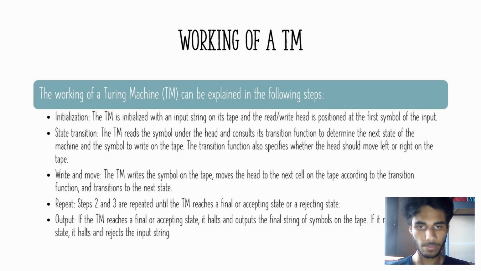Write or move. The Turing machine writes the symbol on the tape, moves the head to the next cell on the tape according to the transition function and transitions to the next state. Repeat. Steps 2 and 3 are repeated until the Turing machine reaches a final or accepting state or a rejection state. Output. If the Turing machine reaches a final or accepting state, it halts and outputs the final string of symbols on the tape. If it reaches a rejection state, it halts and rejects the input string.